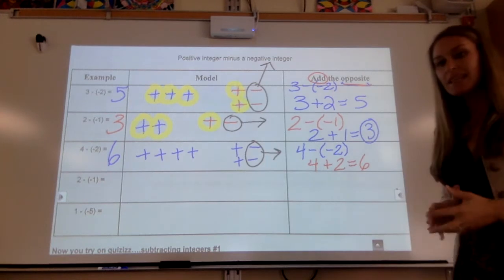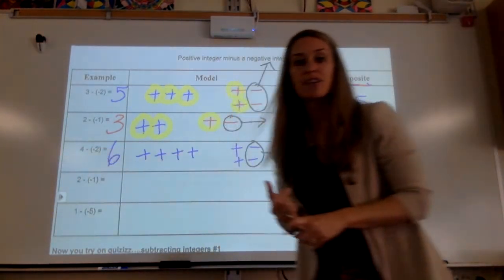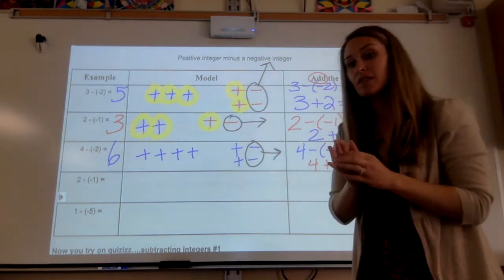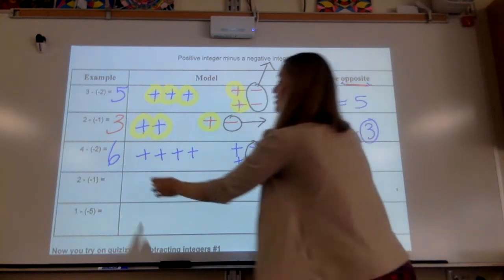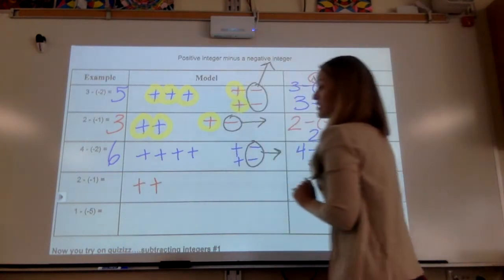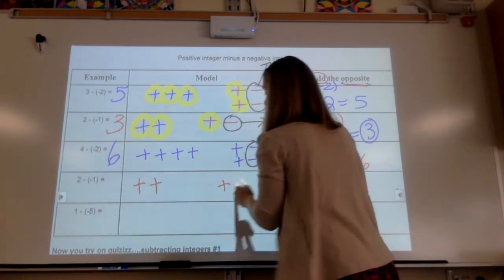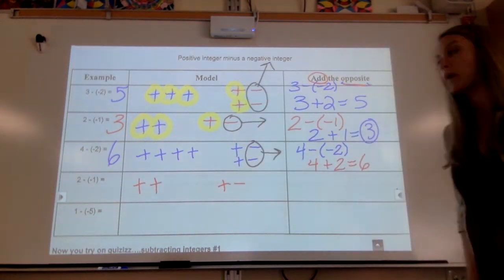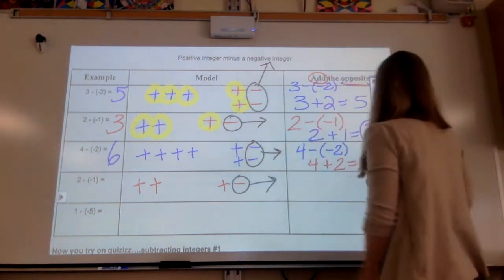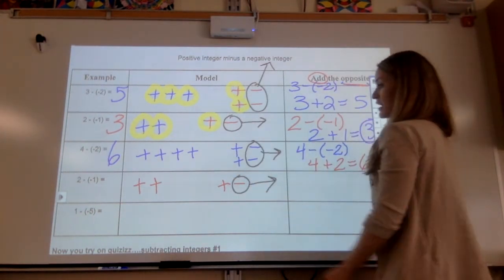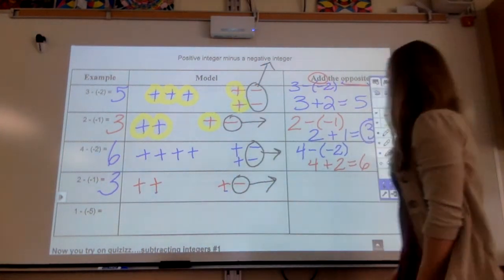So hopefully you're seeing that every time you see this double negative here, so it's a subtraction sign and a negative sign together, that means to really do what? That means to add, right? Let's take a look at our next one. 2 plus a negative 1. So I don't have a negative 1 to take away, so I'm already starting to bring in a 0 pair. Now I can go ahead and take away my negative, and then count how many positives I have. 1, 2, 3. I've got 3 positives left.